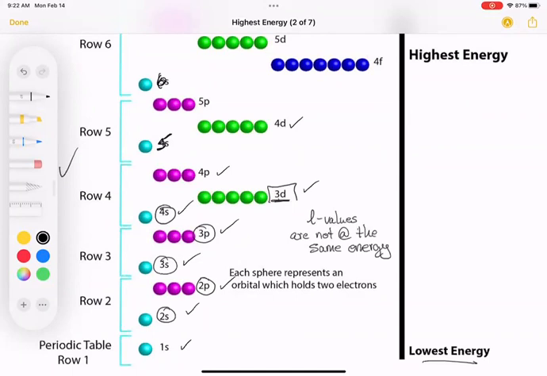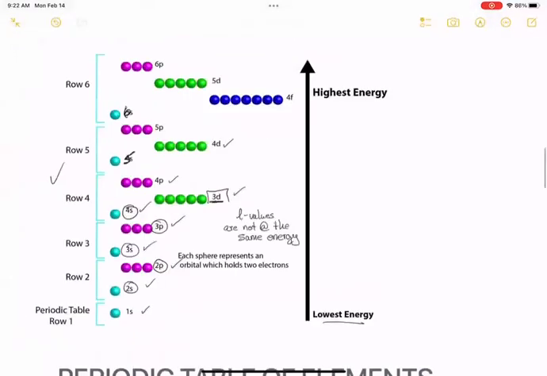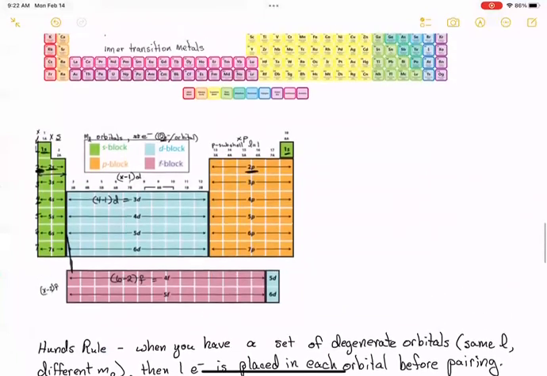In other words, the periodic table is already set up to follow the Aufbau principle, which means you're going to put electrons in the lowest subshell in energy first. You don't have to memorize it. It's already there.